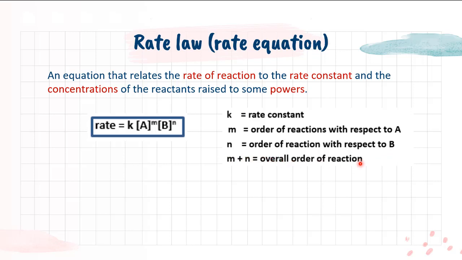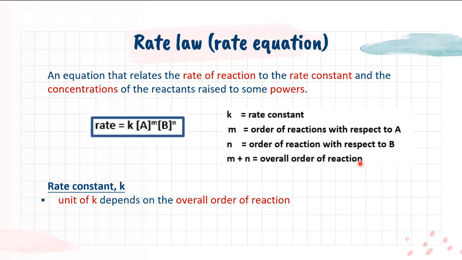So let's look at the terms. What is the rate constant referred to? What is the order of reactions referred to? So first of all, rate constant, which we're using a small letter k. This rate constant, their unit varies, which means for different orders of reaction, they have different units. So the unit of k depends on the overall order of reaction. And we can derive them mathematically, or you can derive it on your own. So I will teach you in the later slides.